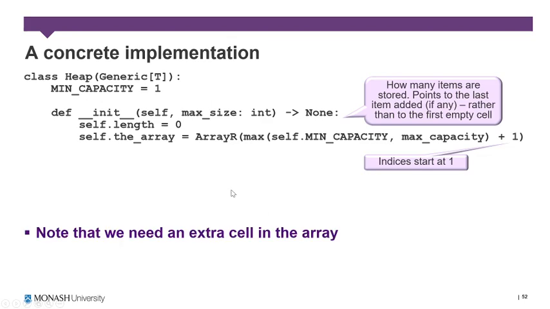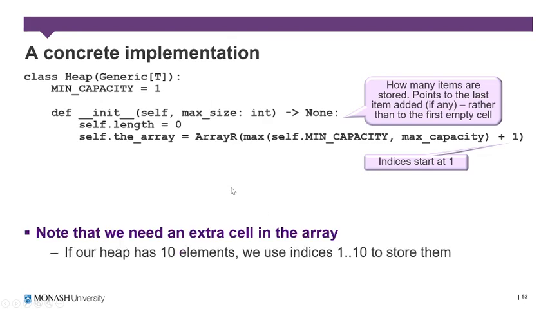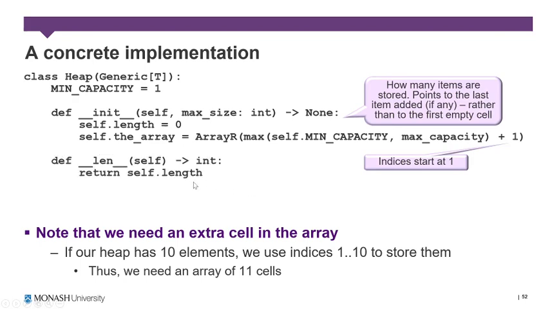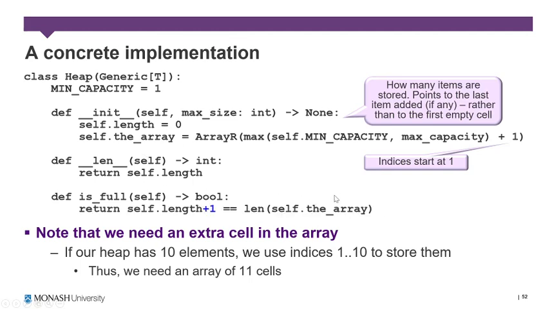So now we need to add an extra cell in the array. If our heap has 10 elements, that would mean that we would have 11 slots in the array, or 11 cells, however you want to refer to it. If we look at length, we just return length to get the length of the heap. Pretty straightforward. And the full check is again straightforward. We just need to check if the length plus 1 is equal to the capacity of the entire array itself.